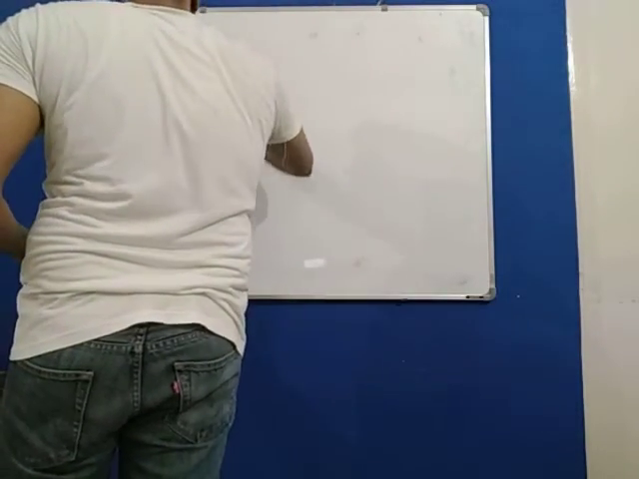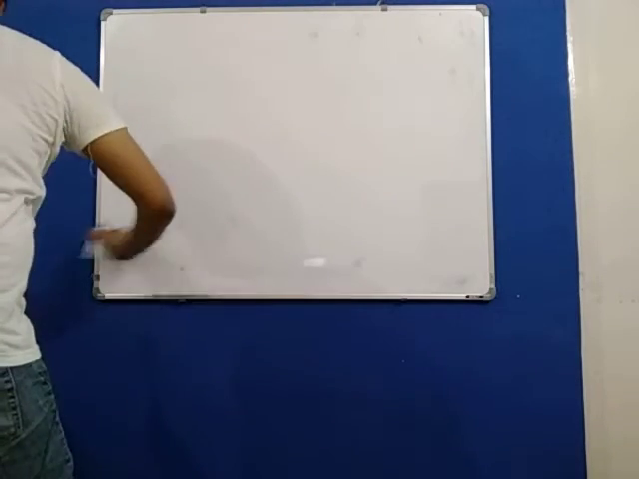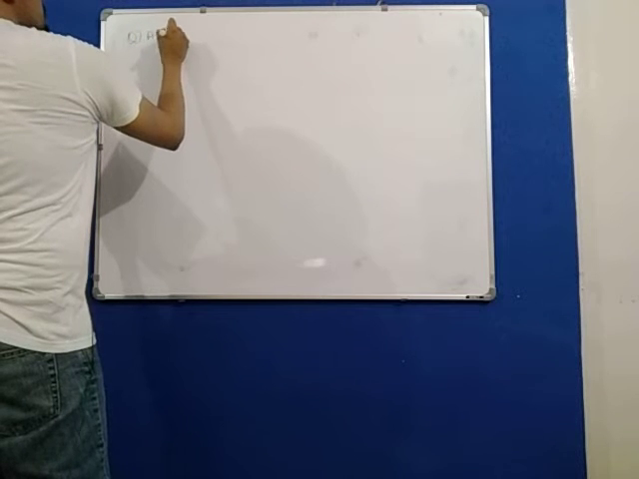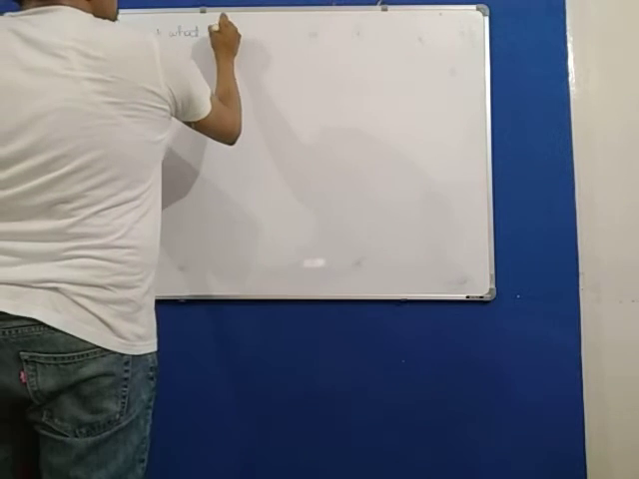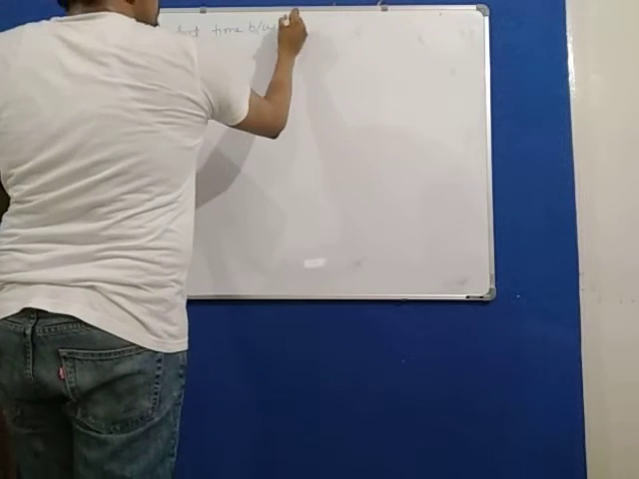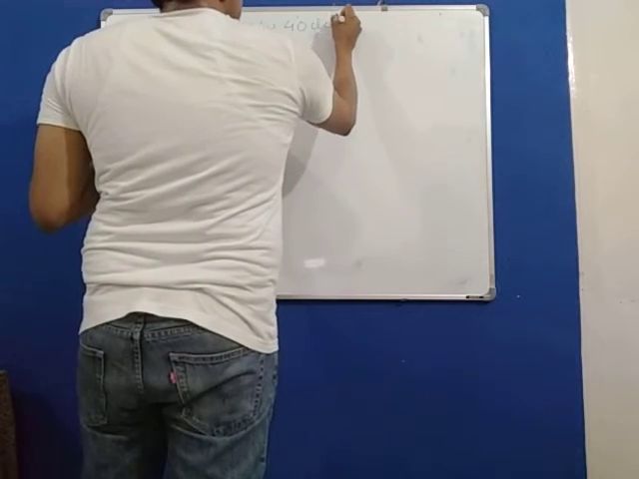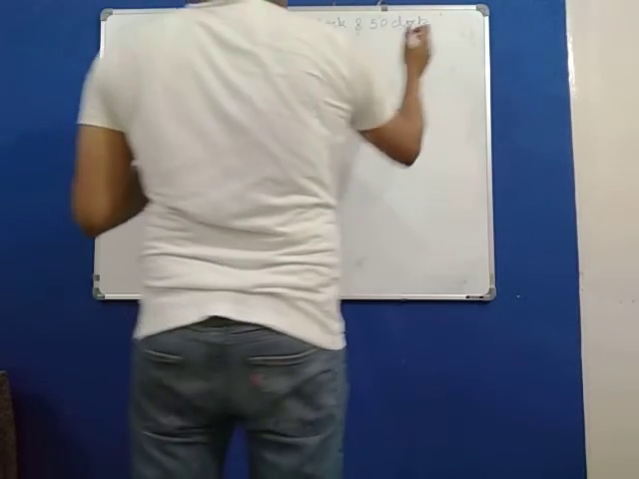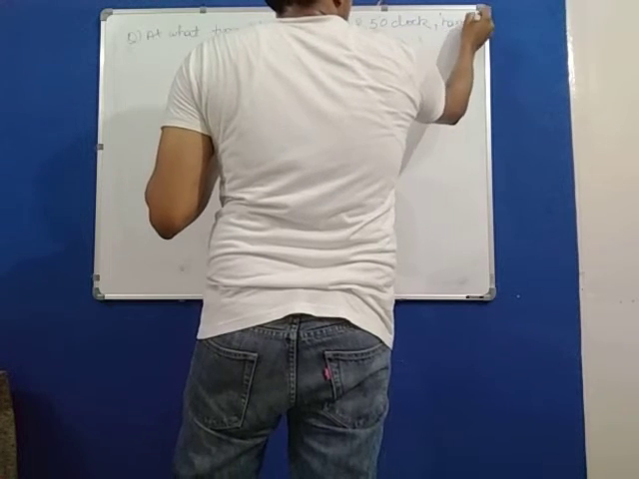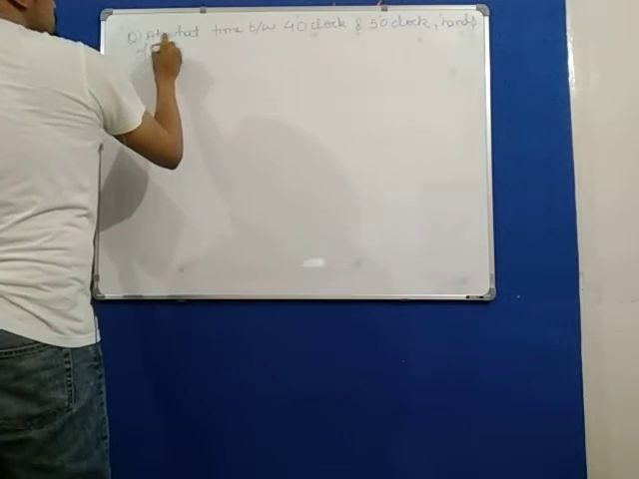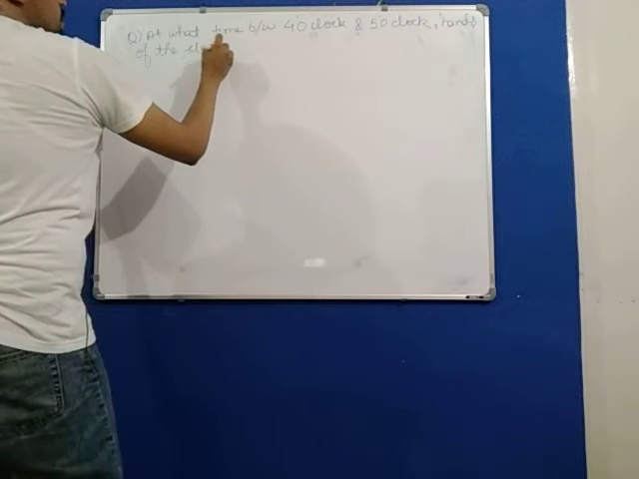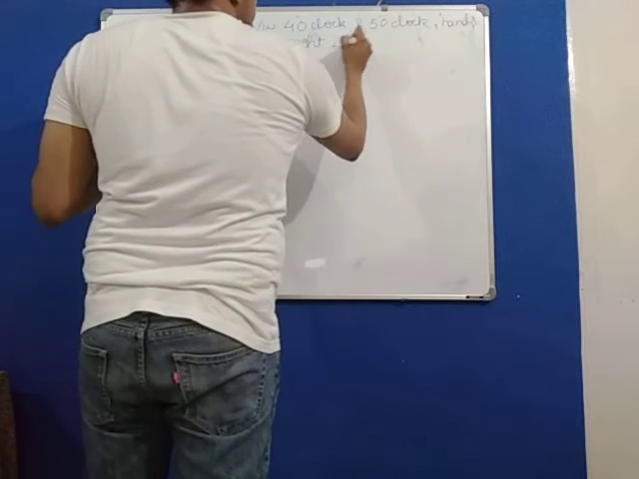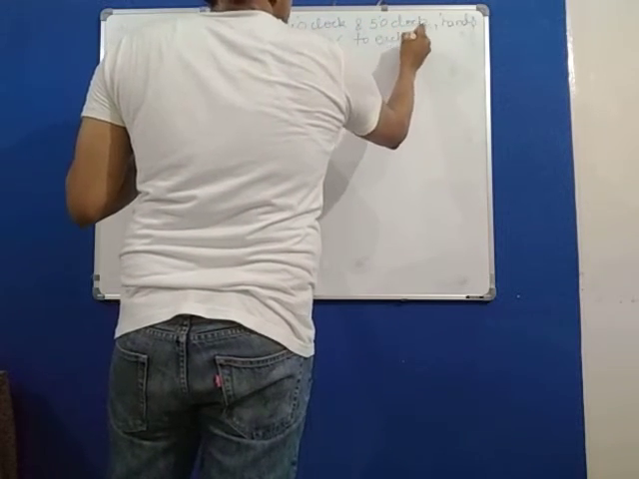Now we are going to do a question based on right angles. So the question is: at what time between 4 o'clock and 5 o'clock will the hands of the clock be at right angle to each other.